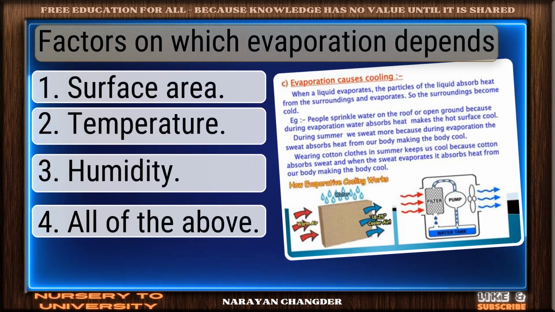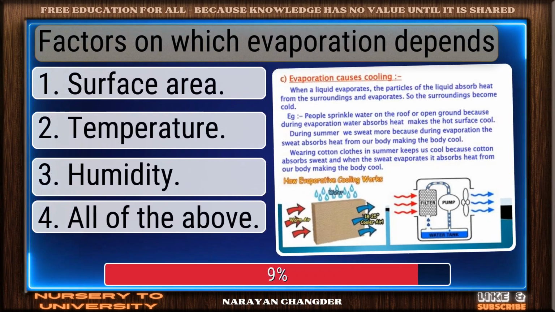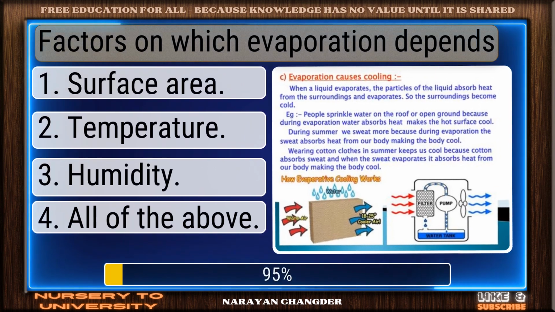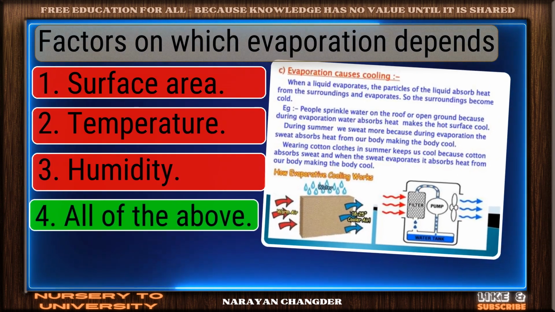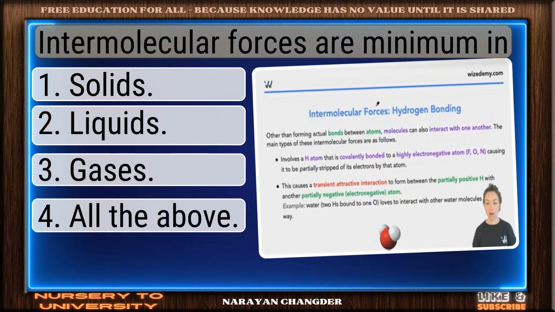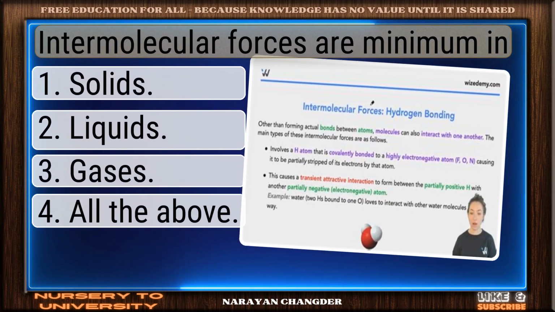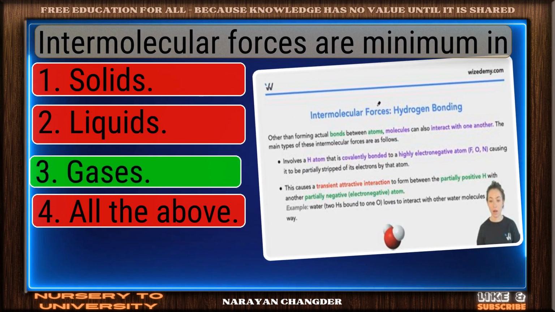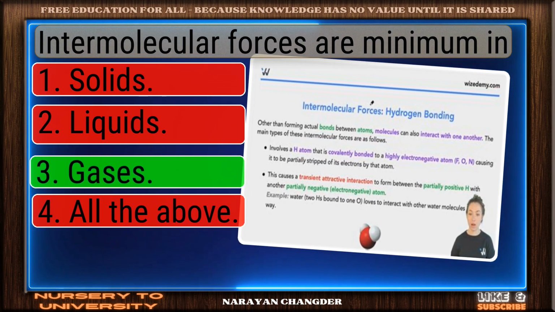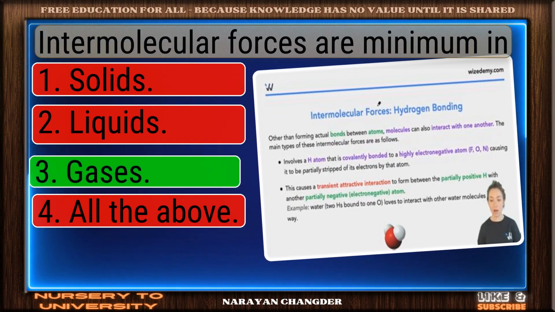Question number 85. Factors on which evaporation depends. Right again. All of the above is a valid answer. Question number 86. Intermolecular forces are minimum in? Clear logic. Your choice, gases, is sound and 100% true.